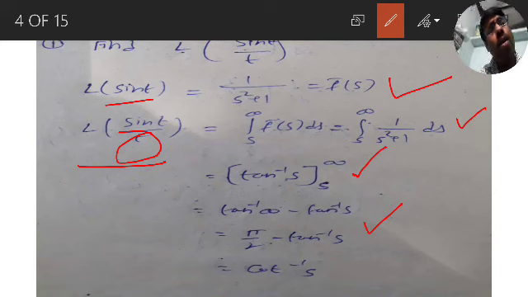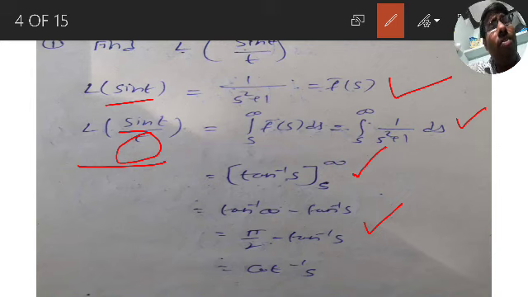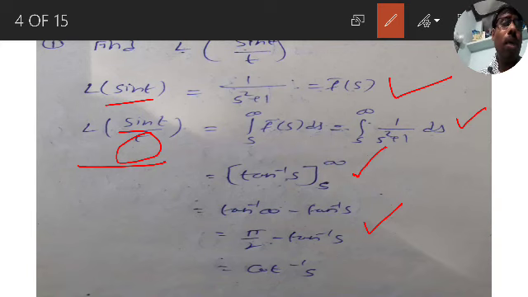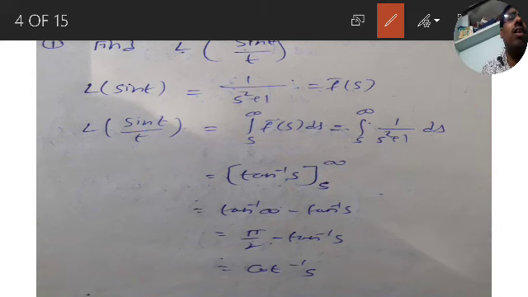If you remember the inverse trigonometric functions that we learnt in our first semester itself, what is the property we have? Tan inverse s plus cot inverse s is equal to pi by 2. So pi by 2 minus tan inverse s is cot inverse s. This is the method. I erase all.